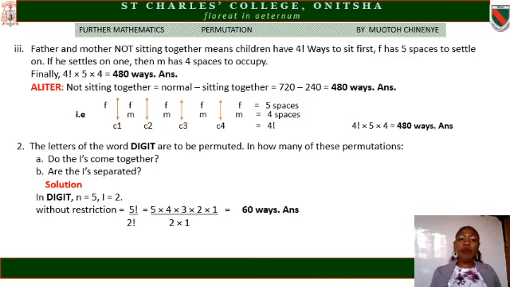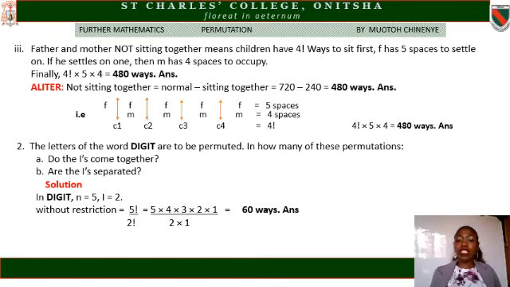Alternatively, for the father and mother not to sit together, you have normal sitting, which I told you is sitting without condition, minus the sitting together. And normal sitting, as you have solved already, gave us 720 ways, minus sitting together, which gave us 240 ways, which is equal to 480 ways. It means that the answer to the above question is 480 ways.